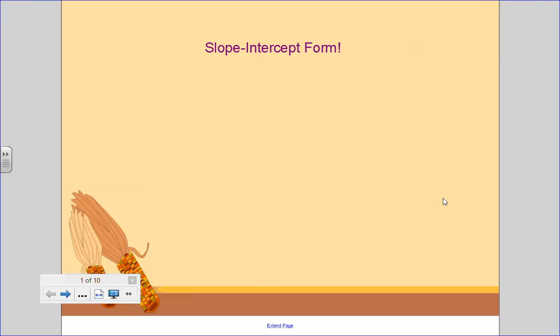In this lesson, we're going to look at slope-intercept form, which is actually going to be the second form that we're learning that linear equations can be written in. If you remember, at the beginning of this unit, we learned about standard form, and we learned that all linear equations can be written in standard form. So today we're going to learn about slope-intercept form and what its uses are.